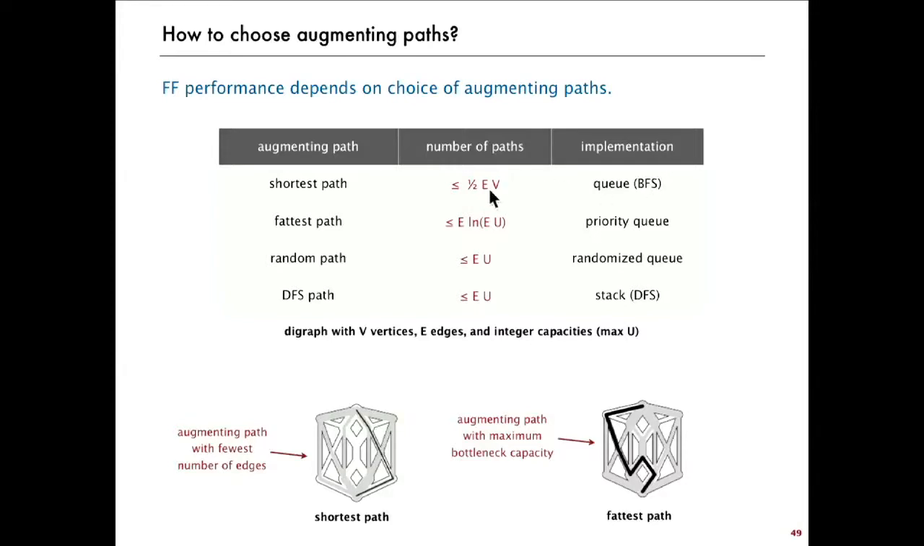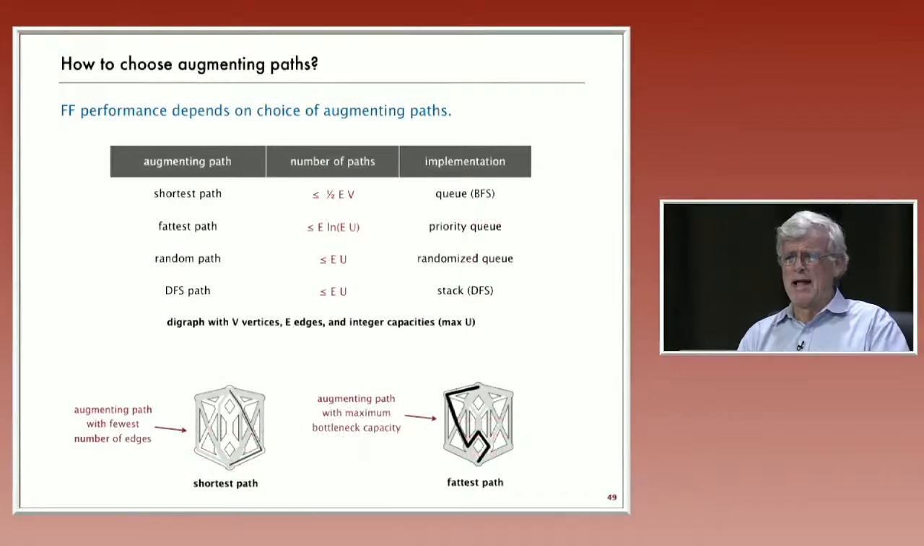Now, it's been proven that there's no network for which the algorithm uses more than 1/2 E times V paths. So at least that's an upper bound that shows that it doesn't have this bad performance involving the capacity. I want to emphasize that this is a very conservative upper bound on the number of paths used. In an actual network, it might not use anywhere near that number of augmentations.